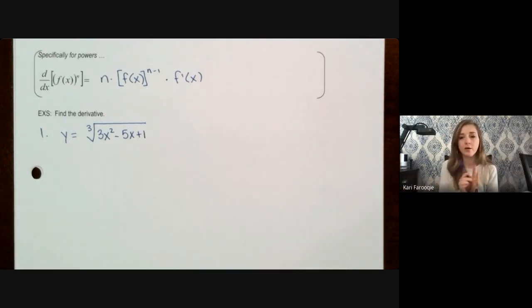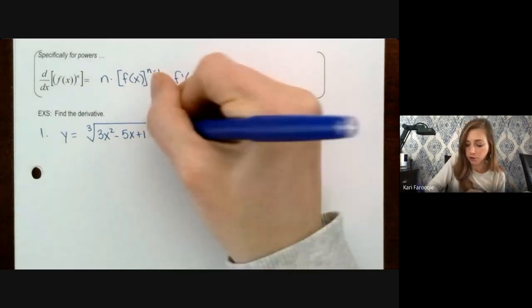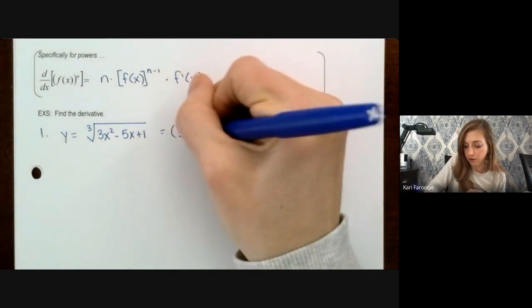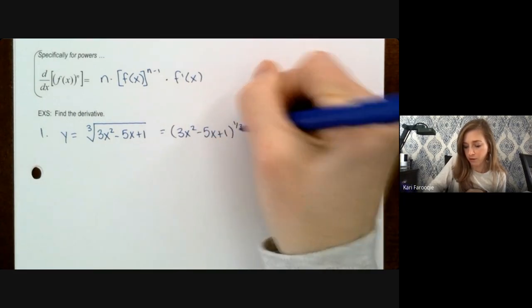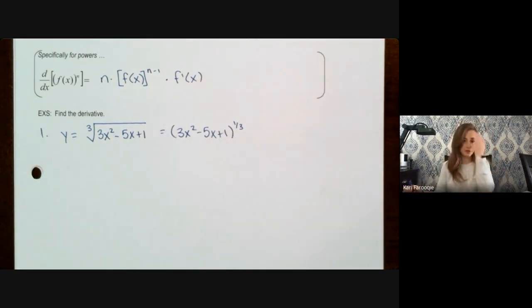Okay. Now, just like we did in 3.1, it's going to be much easier for us to evaluate this derivative if we rewrite this radical notation using a rational exponent. So I would not leave the cube root as is. You're going to want to rewrite this as 3x squared minus 5x plus 1 to the 1/3 power. So that would be the first step. So start out just like you would have in 3.1, doing that first step of rewriting the radical.